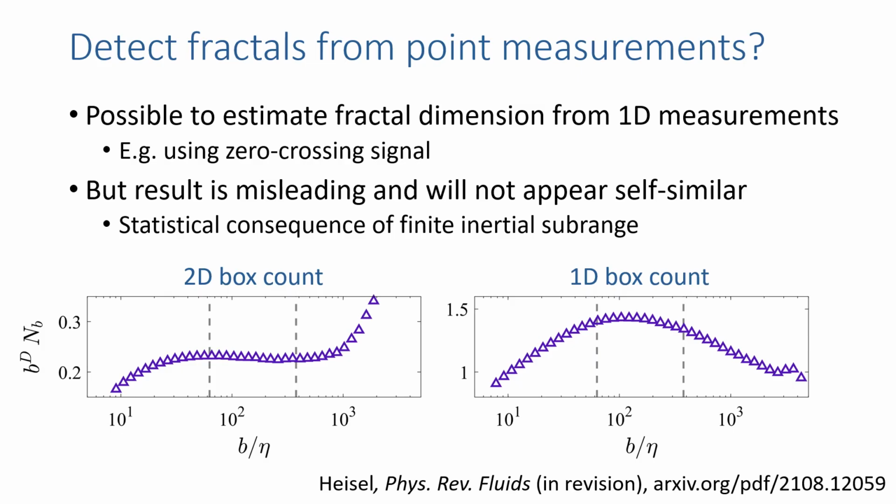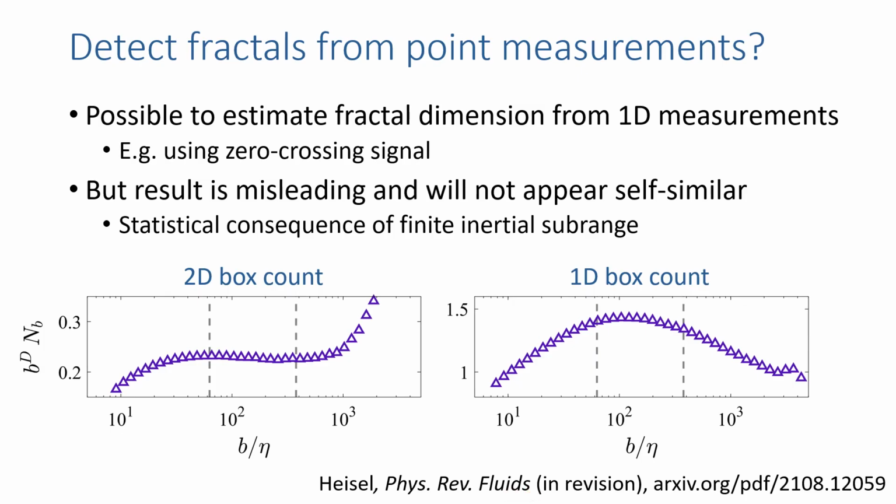Before concluding, it's important to point out that it is possible to estimate the fractal dimension from 1D measurements. This is enticing for atmospheric studies that often rely on point measurements like sonic anemometry. To do this, you would create a zero crossing signal or telegraph approximation from your measured velocity or temperature. However, the result from this will be misleading and will not appear to be self-similar. This is a statistical consequence of a finite inertial subrange or finite Reynolds number, where more reasoning on this is given in a manuscript currently under revision.